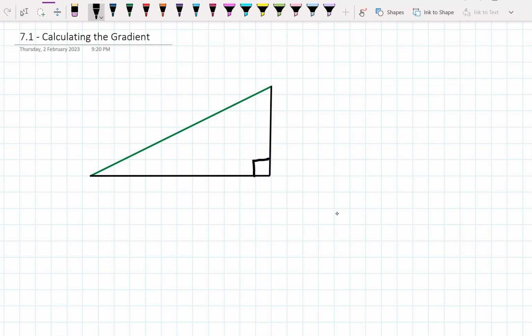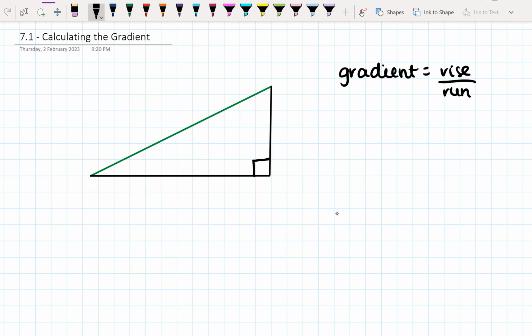Now, when you have these slopes, you've actually learned how to calculate the gradient of a line before. What you learned is gradient is equal to rise over run. This is what you learned in the second year, and it's also what we use for calculating gradients even when it's just a hill or something. So we still use the rise over the run.